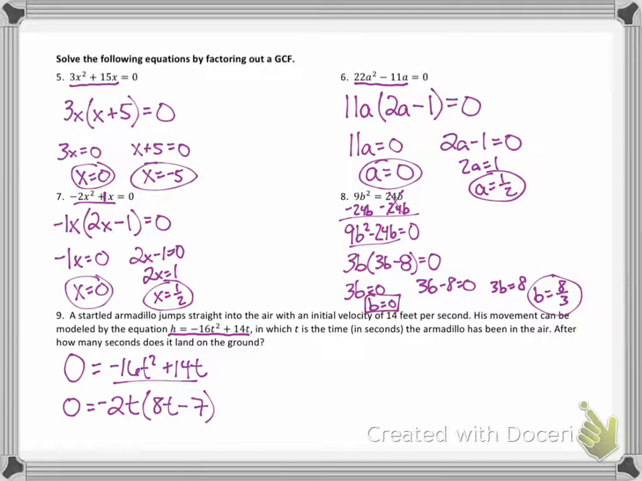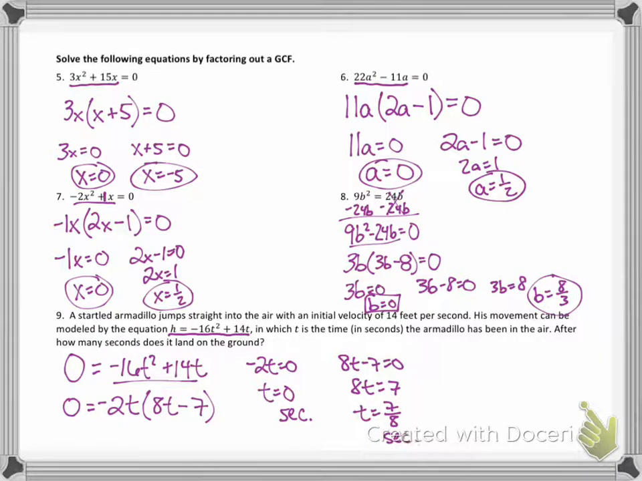This means now I'm going to take each of my factors, so negative 2t equals 0, which means t is 0, and 8t minus 7 equals 0, so t would eventually equal 7/8. So I've got two answers for t. So it's asking the time in seconds the armadillo would have been in the air. So again, you've got two answers here mathematically that make sense, but they both represent time in seconds.